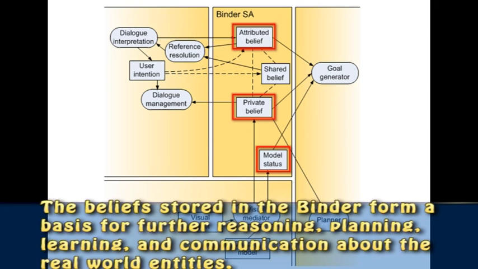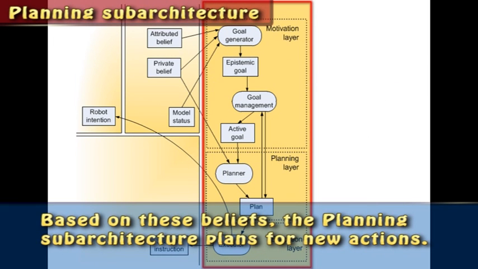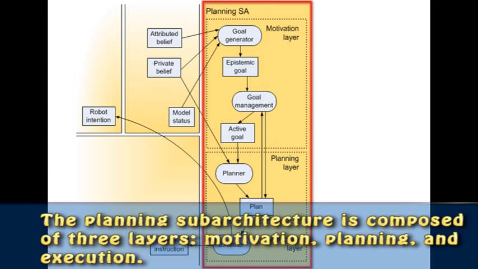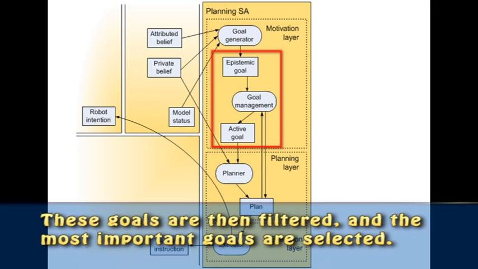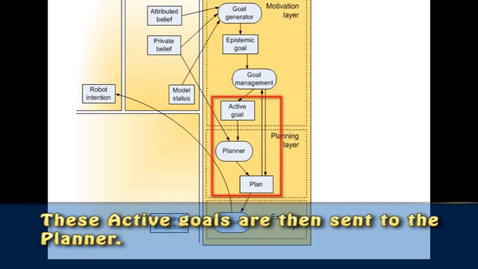The beliefs stored in the binder form a basis for further reasoning, planning, learning, and communication about the real-world entities. Based on these beliefs, the planning subarchitecture plans for new actions. The planning subarchitecture is composed of 3 layers: motivation, planning, and execution. The goal generator in the motivation layer monitors the beliefs in the binder and based on them generates epistemic goals. These goals are then filtered, and the most important goals are selected. These active goals are then sent to the planner.